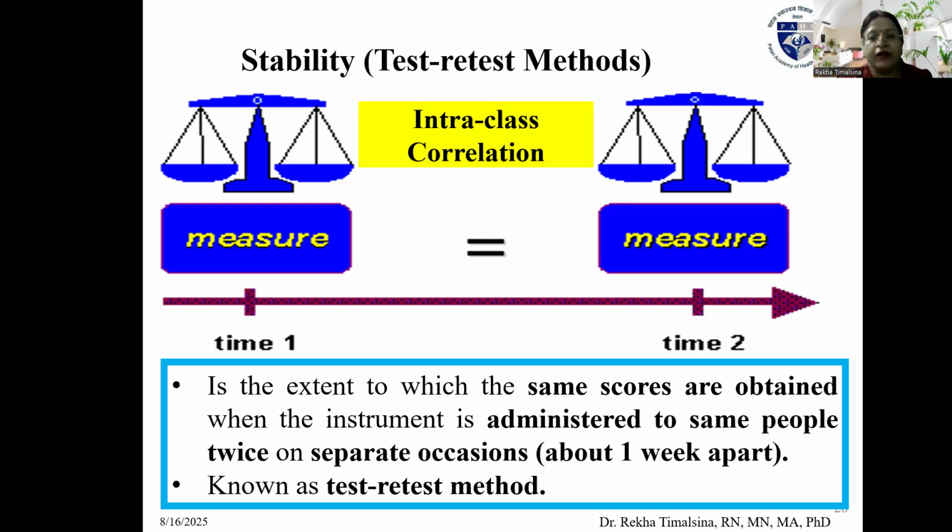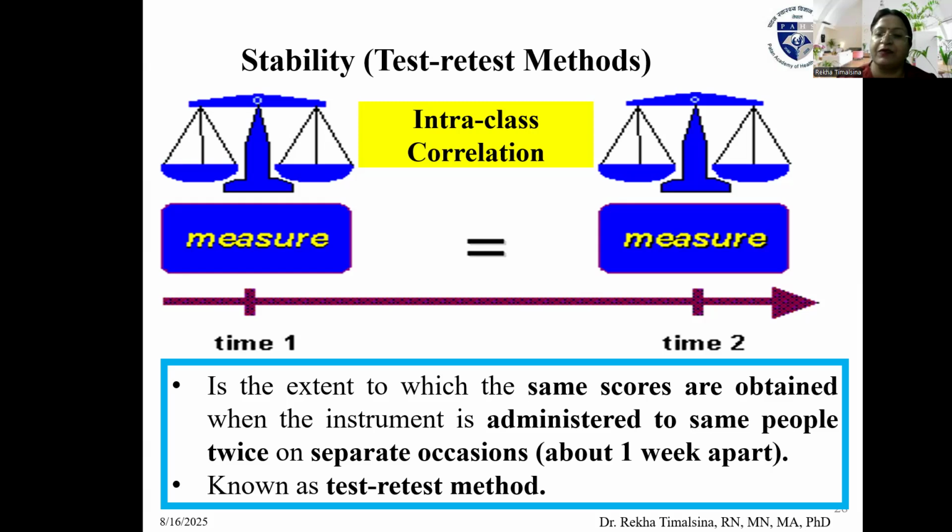The resulting correlation coefficient reflects the reliability of the instrument. To minimize the chance of memorization, the interval between the two tests should be at least 1 week. A correlation coefficient value of 0.85 or above is preferable, and values above 0.70 indicate an acceptable level of reliability.